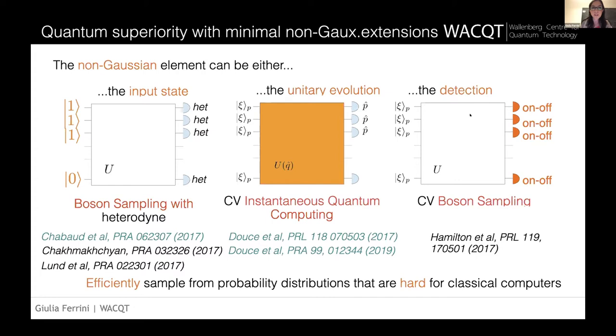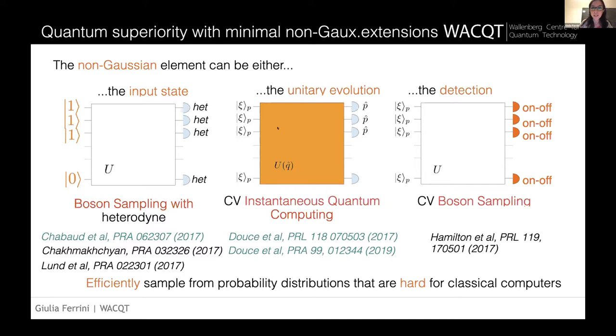So in the first family of circuits, we were addressing boson sampling with heterodyne detection and showing that this is actually hard to sample for a classical computer. It means that it takes an exponential time for a classical computer to produce samples that are distributed like the outcomes of the measurements of this circuit.